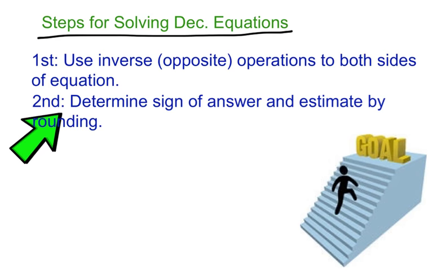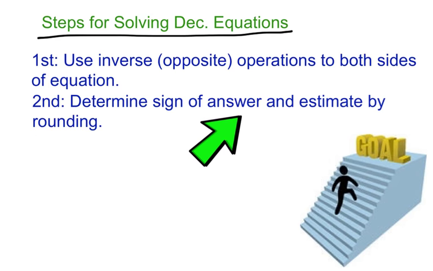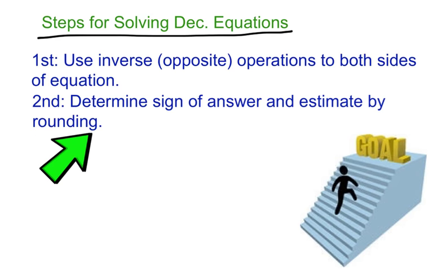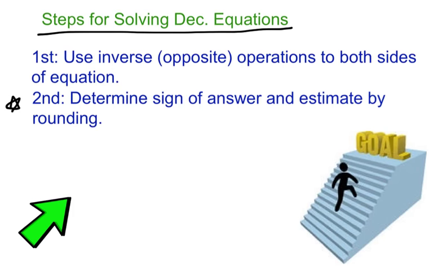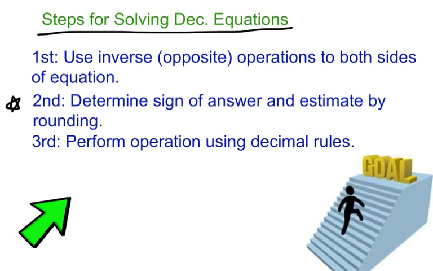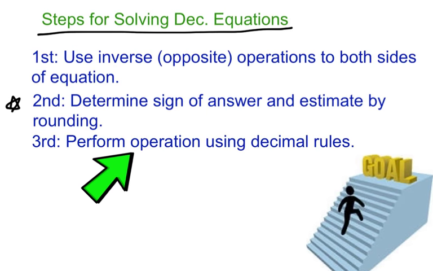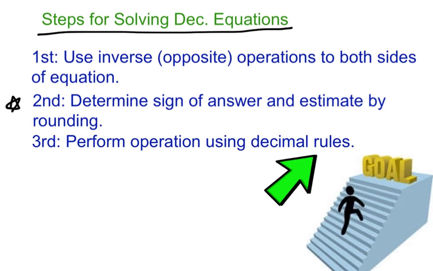Our second step is determine the sign of the answer and estimate by rounding. This is probably your most important step. This will keep you from making mistakes. And then our third step is going to be to use our rules. So we're going to perform our operation using our decimal rules that we just took notes on.